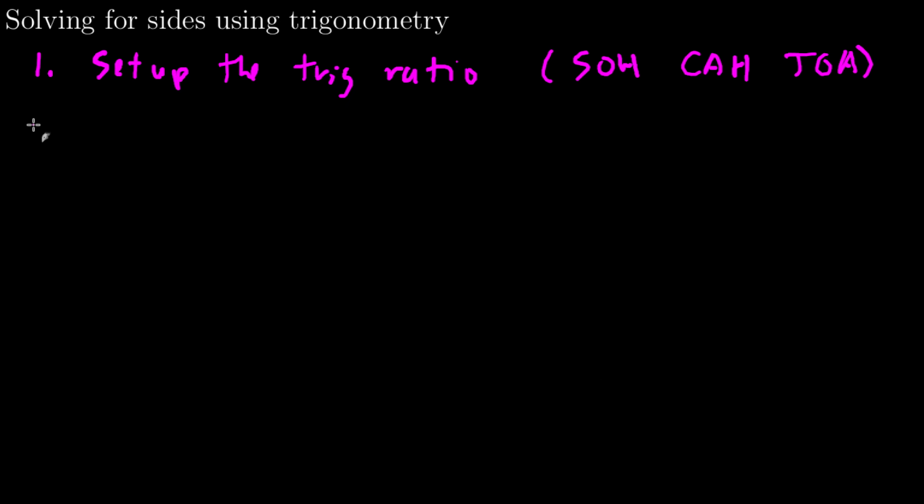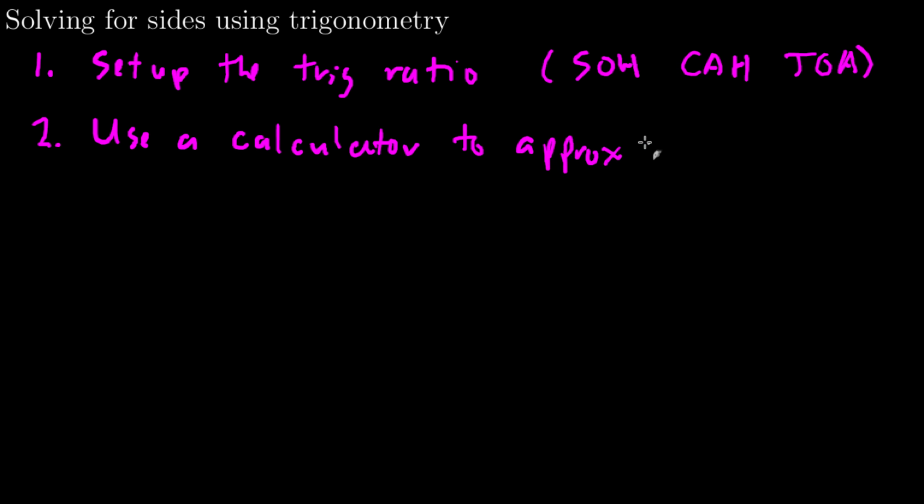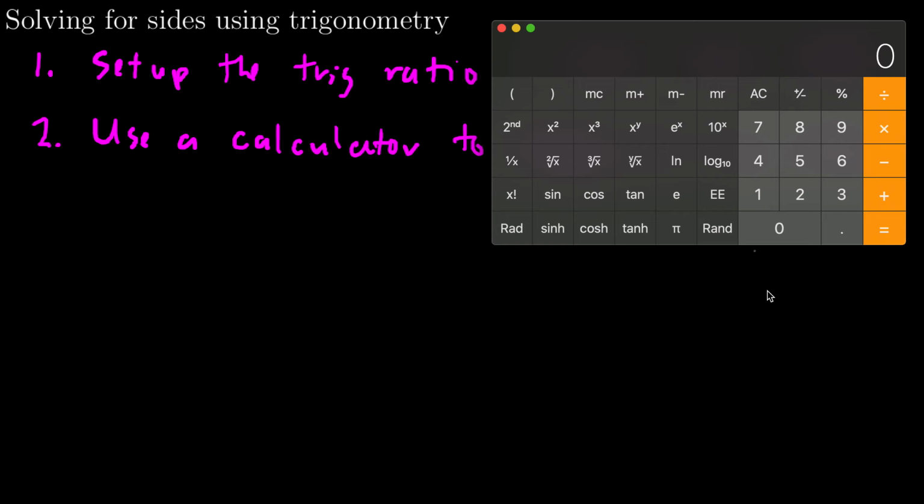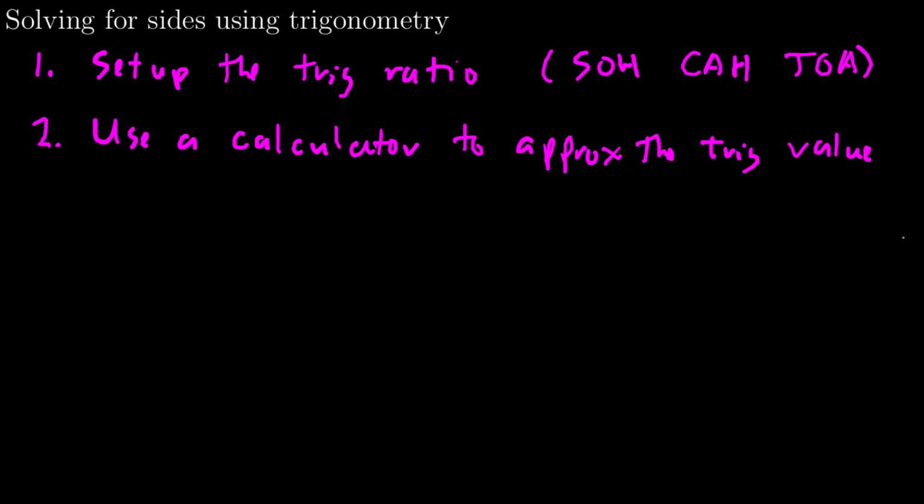The second thing I'm going to do is use a calculator to approximate the trig value. Now let me go to my calculator. You have to be a little careful here. So this should be set up correctly. I can check by trying the sine of 30. So let me put that in.